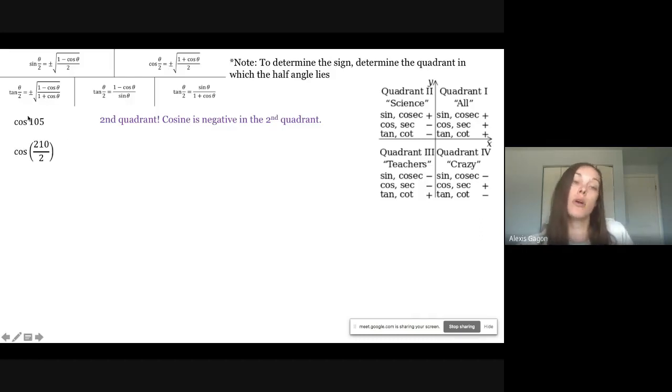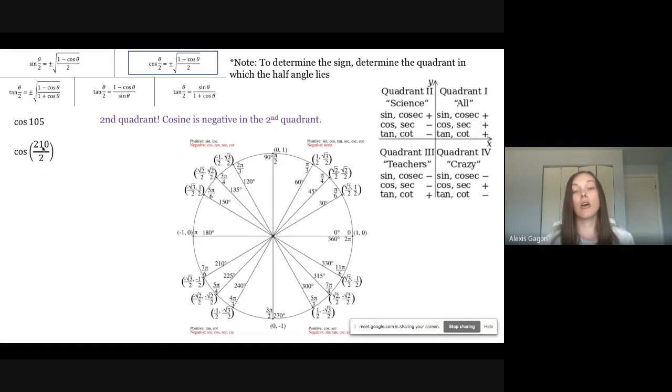And then 105, if I double that, that's 210. 210 divided by 2 is the same as 105. So that's the reason we can do that. And 210 helps us because 210 is on the unit circle. Okay, 210 would be right here. And we could find cosine of 210 easily. It would just be negative square root of 3 over 2. Okay, so if we go through this, we have cosine of 210 equals negative square root of 3 over 2.